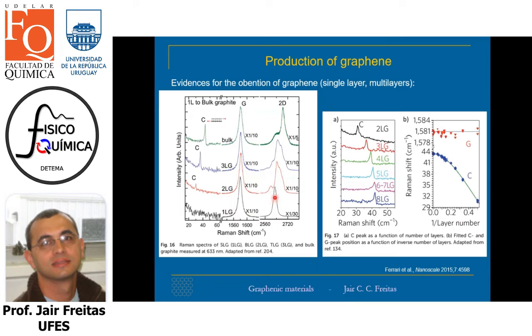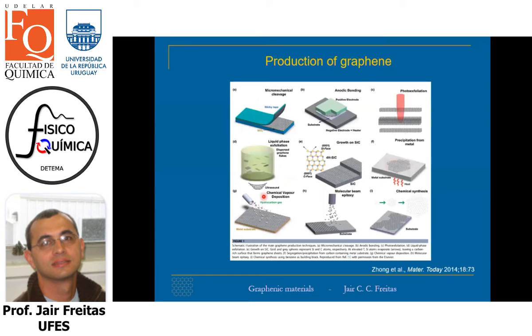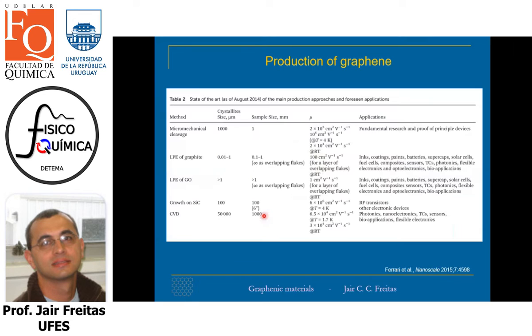The identification of this band is a powerful way to determine the number of layers in the material. Apart from the mechanical exfoliation, there are many other methods to produce graphene from carbon precursors. Probably the most used method to produce samples of high quality and in large size is chemical vapor deposition. So by using CVD, it's possible to produce samples of large sizes and good crystallinity.